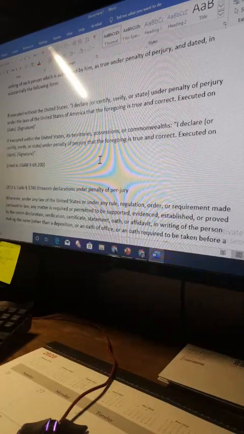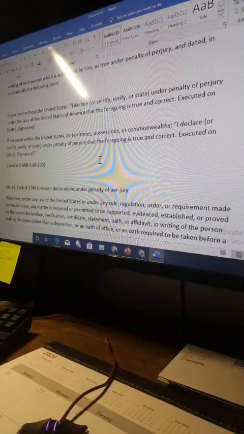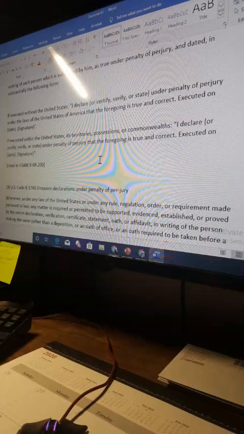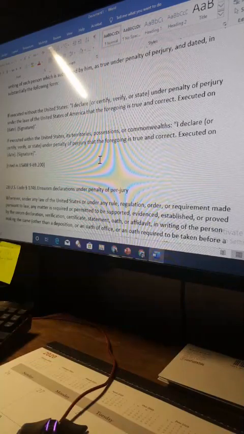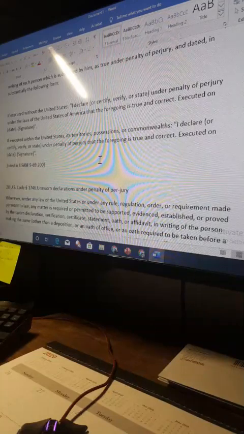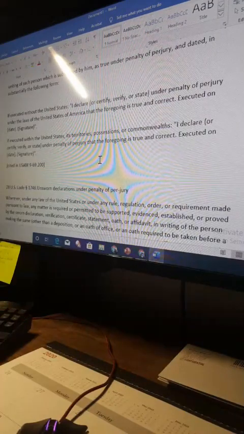If executed within the United States, its territories, possessions, or commonwealths, indicating still part of Britain, Commonwealth, all right? The United States is Europe. That's the flag they fly, red, white, and blue, baby. I declare, or certify, verify, or state under the penalty of perjury that the foregoing is true and correct, executed on the date, followed by the signature.